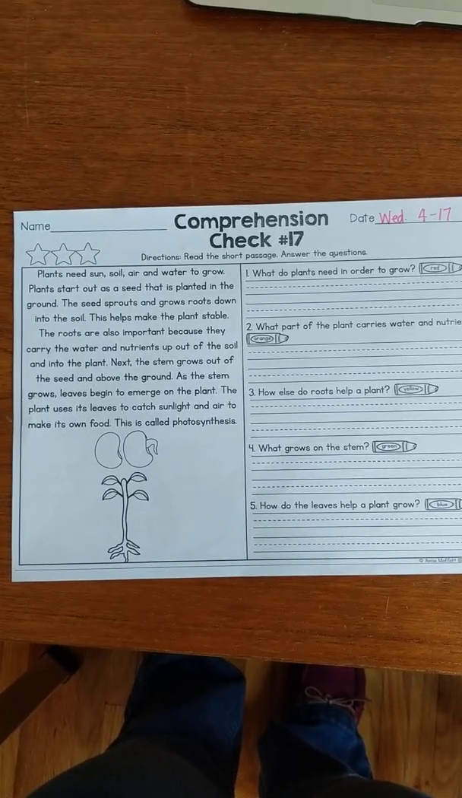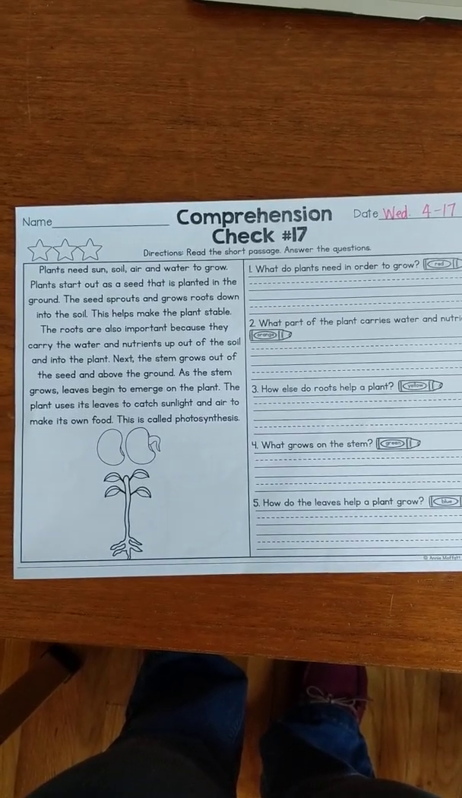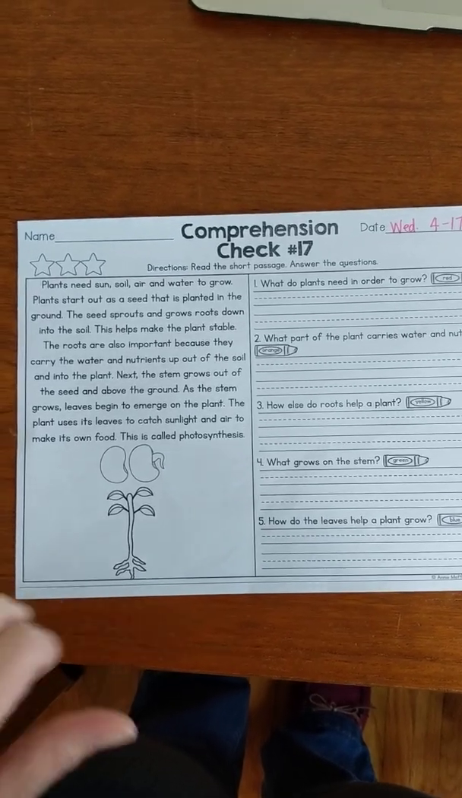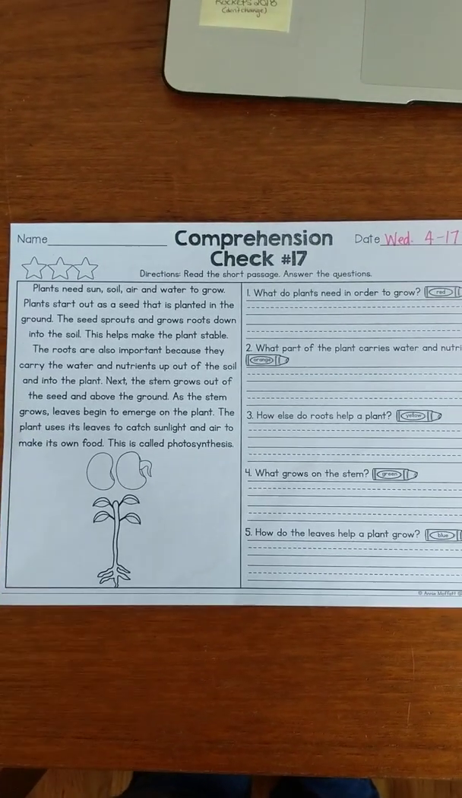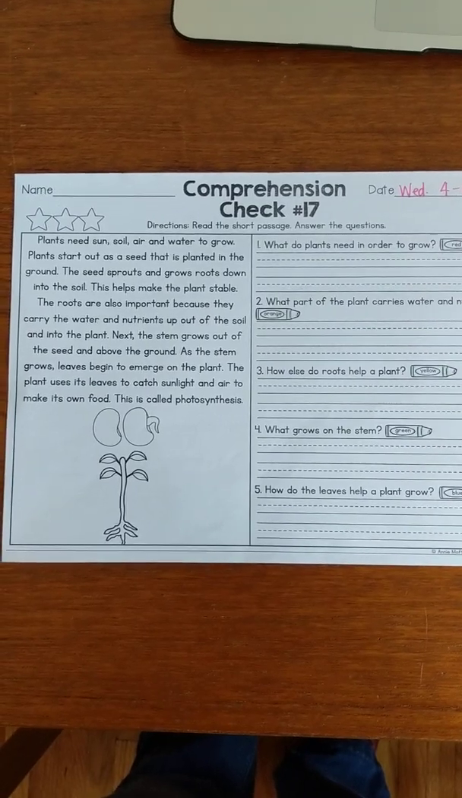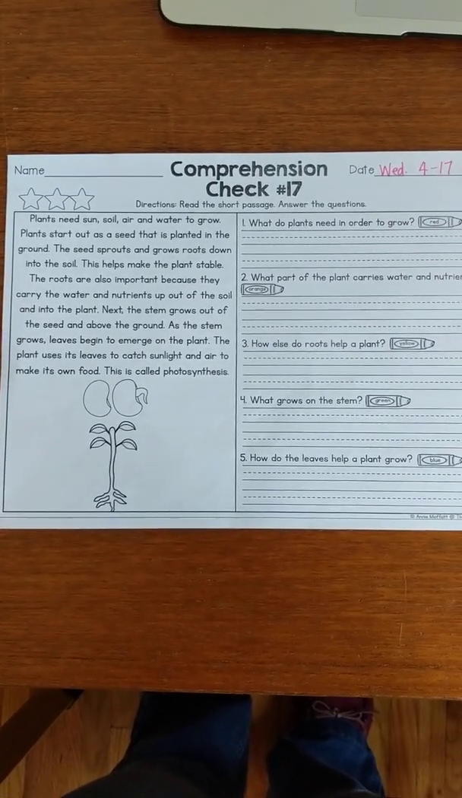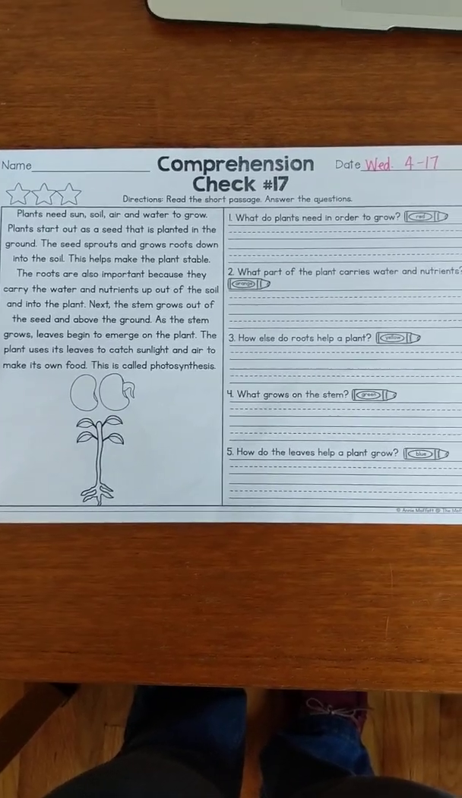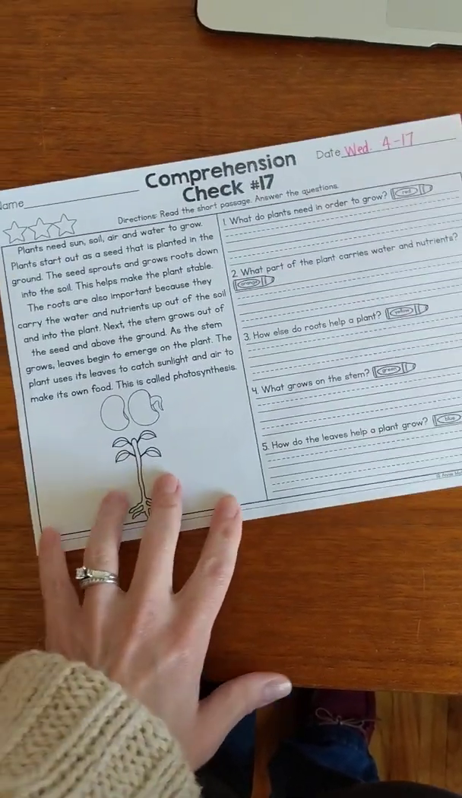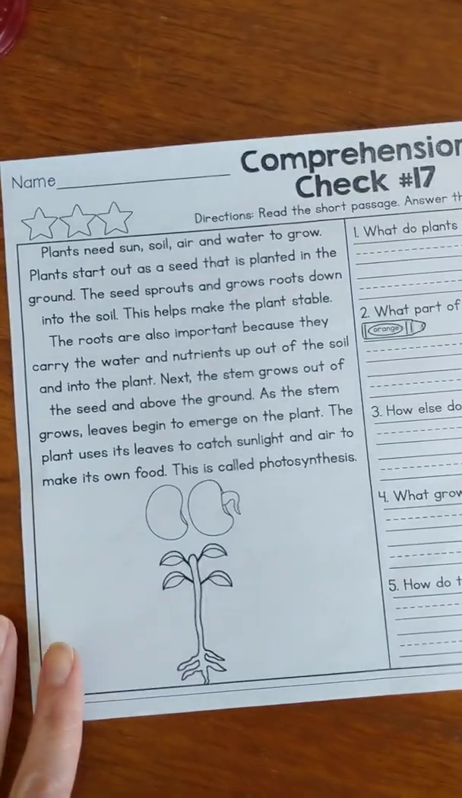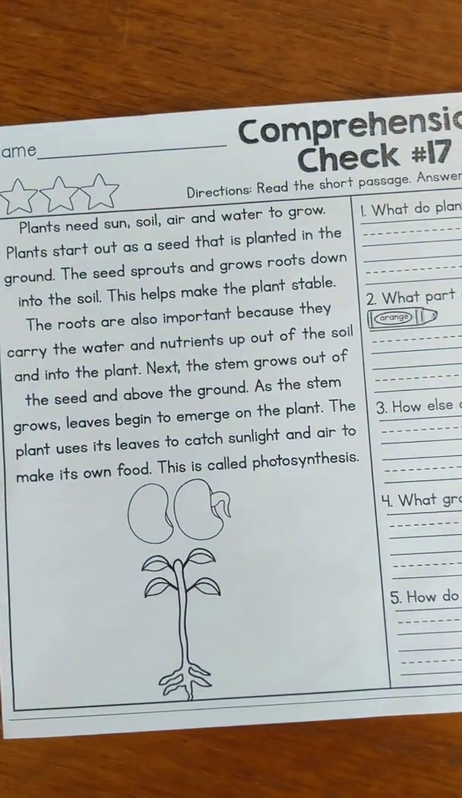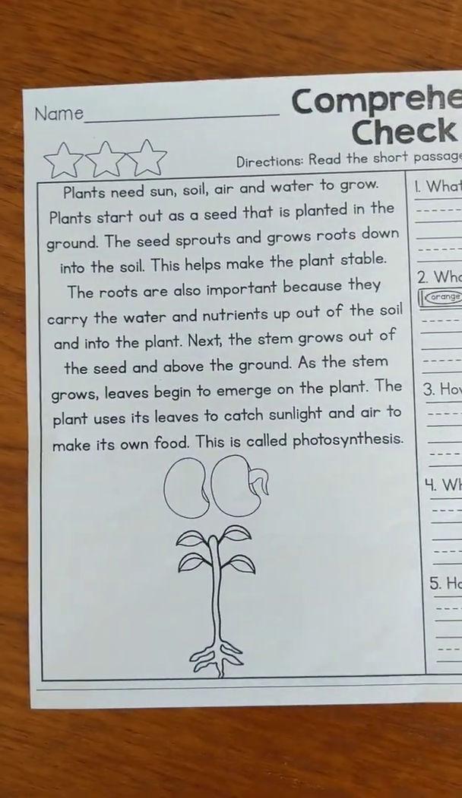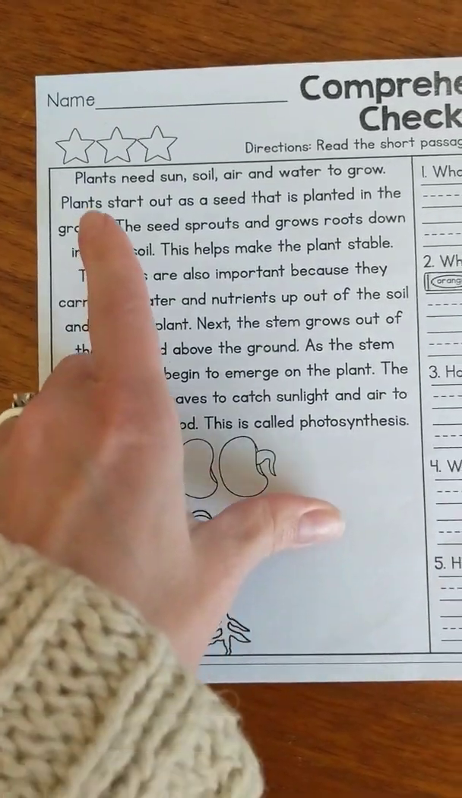Boys and girls, this is Wednesday, April 17th, and we're going to go ahead and work on our comprehension check. Now, if you were with us in our Google chat yesterday, we actually did this together as a class. But if you weren't able to join us, we'll go over it right now. So first, we're going to read a passage about plants and plants growing. Go ahead and follow along as I read it.